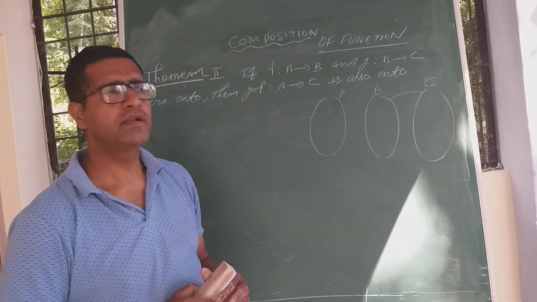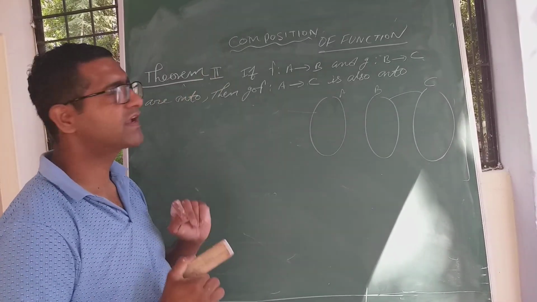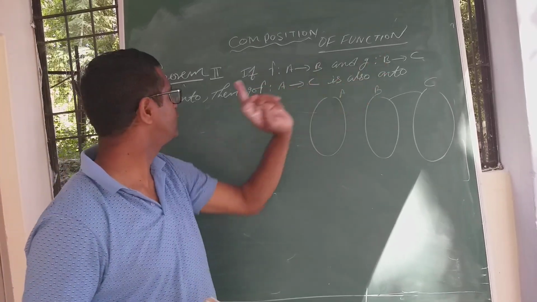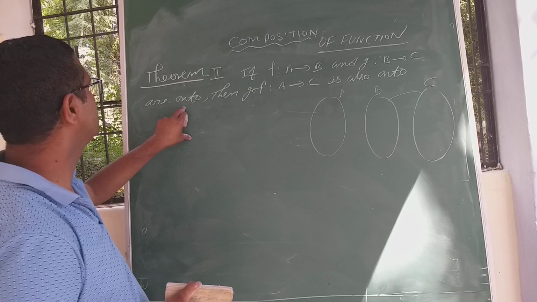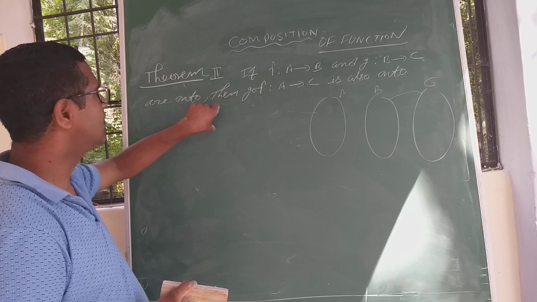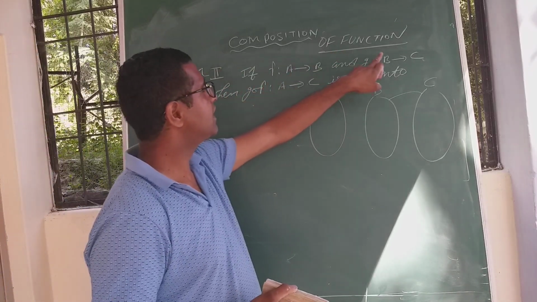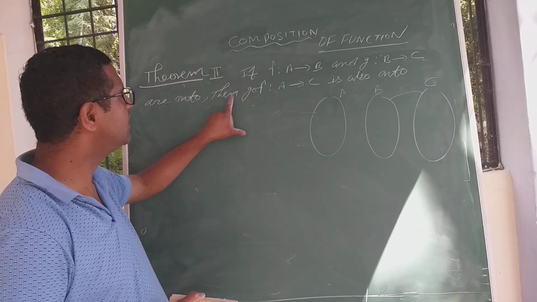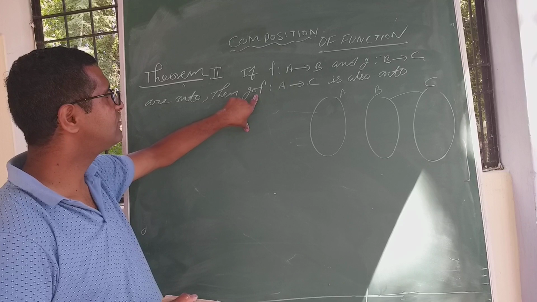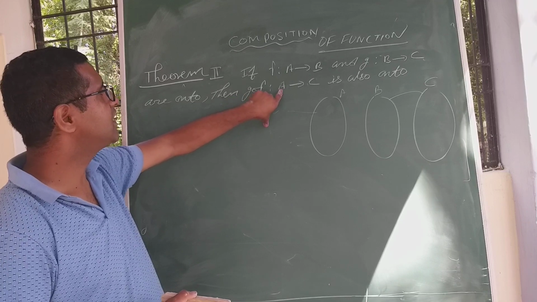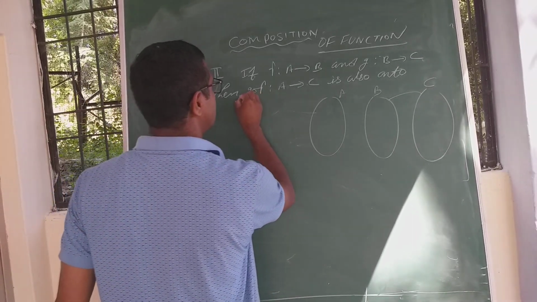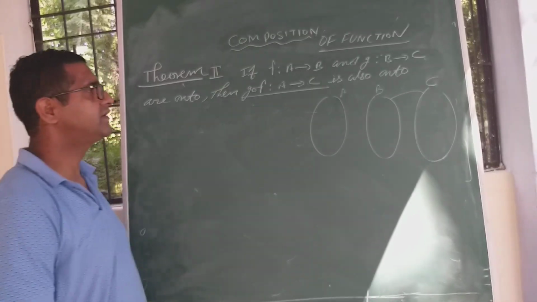Hello friend. Now we'll discuss theorem number 2nd. If f from A to B and g from B to C are onto functions, onto means f and g both are given to you as onto, then g of f from A to C is also onto. We have to show this, right?